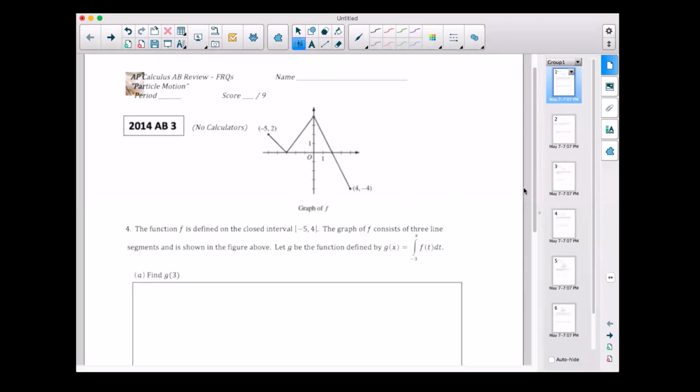So the first problem that we're going to end up looking at is from 2014. This is AB number 3. I believe it was also on the BC exam. The national average on this problem for all students around the country was 3.26. Once we go through this, I think you're going to realize there's literally no reason why you couldn't get all 9 points on this problem.